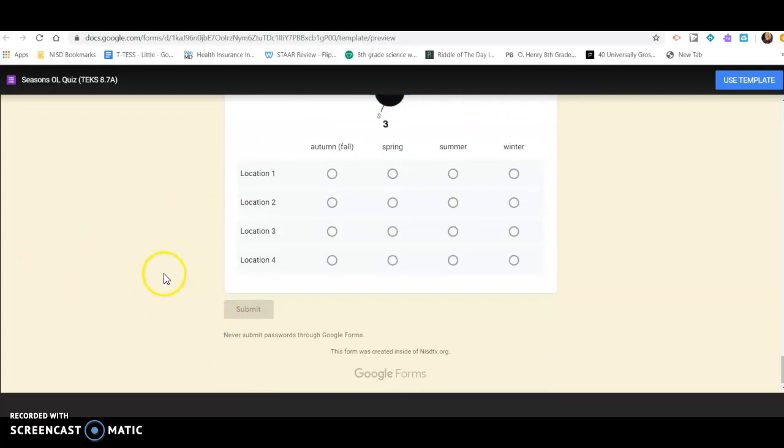Go ahead and make sure at the end of taking the quiz that you click the submit button. I had a few students that answered the questions but forgot to click the submit button. Kids, it doesn't show up as a graded assignment if you don't click the submit button, so make sure you do that. That does conclude the Seasons On Level quiz.